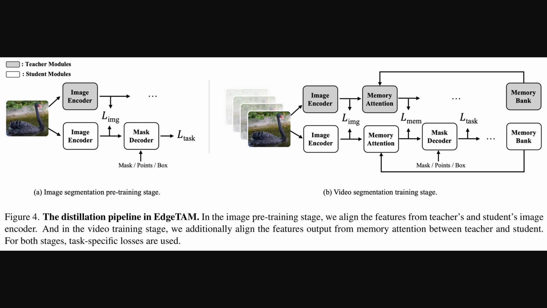Then, Part B shows the video segmentation training stage. Here, the student model additionally aligns its memory attention module's output with the teacher's, again using specific losses to guide this mimicry, all while still learning the main task.